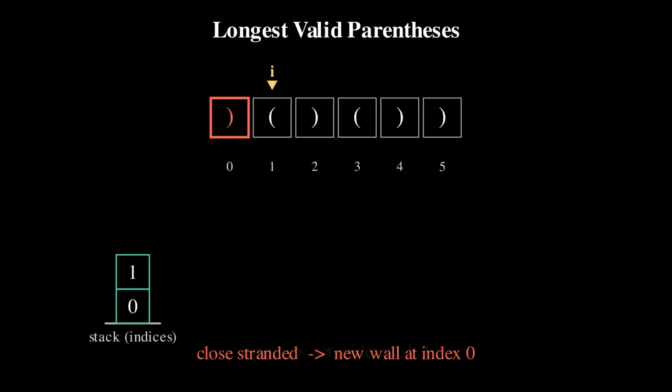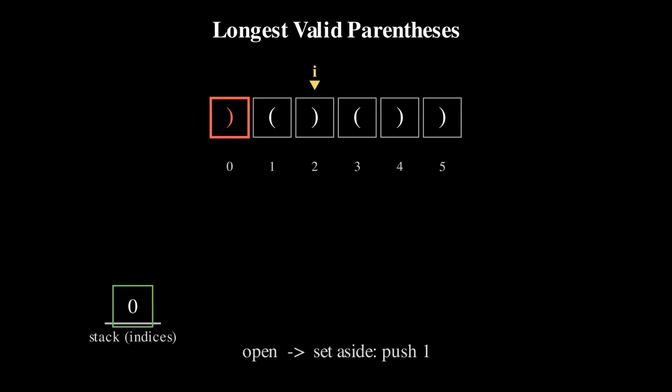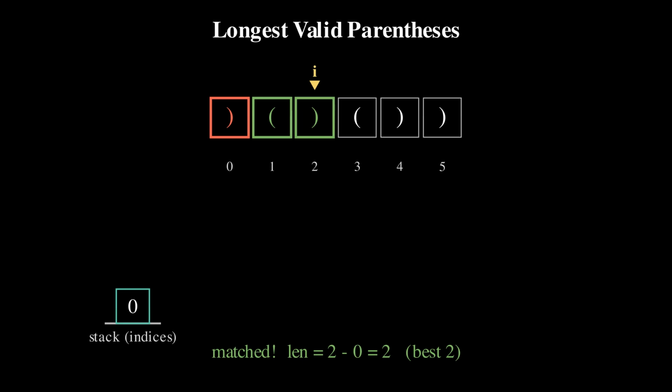Position 1 is an open bracket. Opens are easy. We just set it aside and push its index, 1. Position 2 is a close. Pop the top, the open at 1, and they cancel. This time the stack is not empty. Our wall at 0 is still sitting there. So we just completed a valid stretch. How long is it? It runs from right after the wall up to here. Position 2 minus the wall at 0 is 2. Best so far? 2.